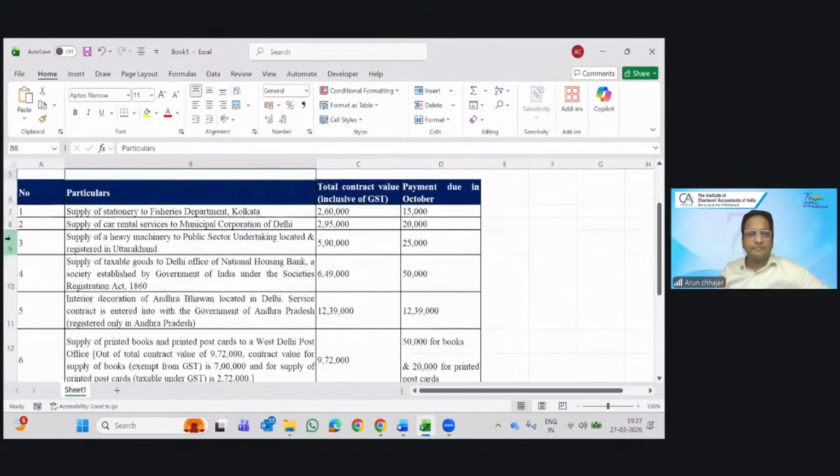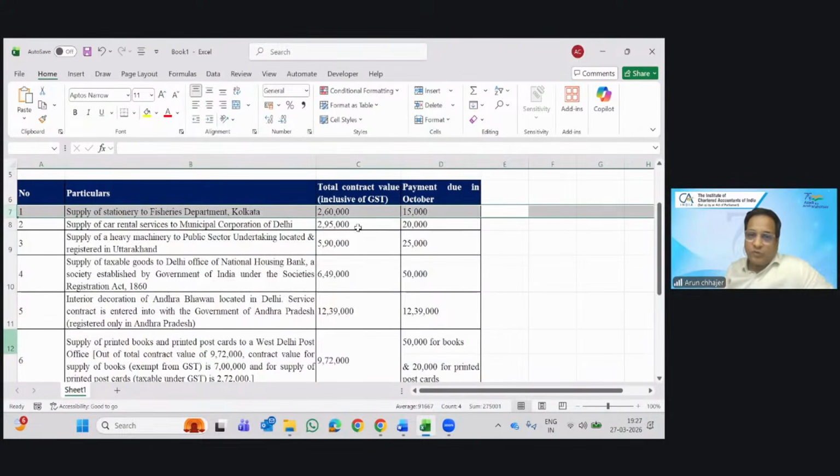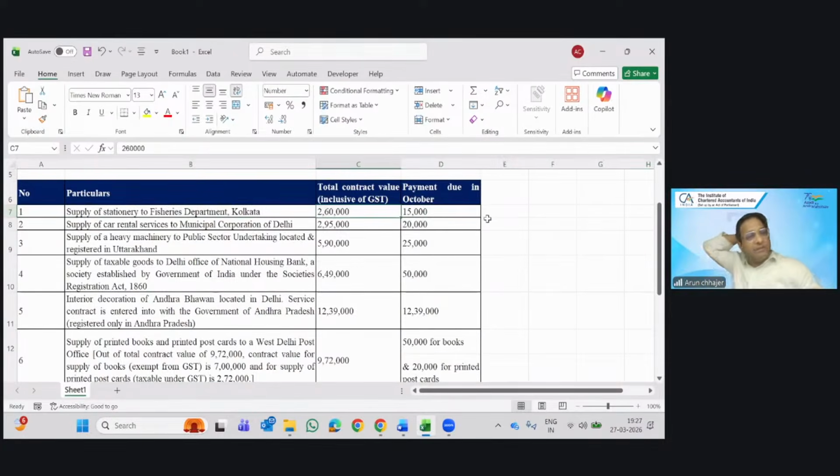First item. Will the TDS be applicable or not? It is inclusive of GST. You tell me, in each and every example, we will go line by line, item by item. In this case, will the TDS be applicable or not? Just simply tell me, will the TDS be applicable in this case or not? And if not, then why? Now see the 15,000.